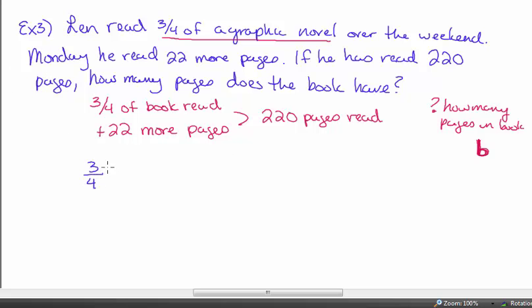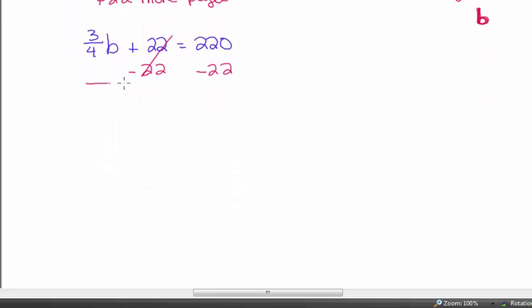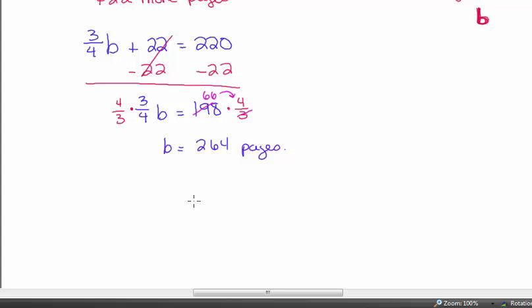Now 3/4 of the book plus 22 more pages is equal to 220 total pages read. We're going to solve this by taking away 22 pages because those cancel each other out. That leaves me with 3/4 B is equal to 220 minus 22 is 198. And then this one I'm going to go ahead and solve in one step. So I'm going to multiply both sides by the reciprocal. And then 3 goes into 198 66 times. So 3 into 198 is 66. And then 66 times 4 gives me that the book originally had 264 pages. Okay, that's the word problems.